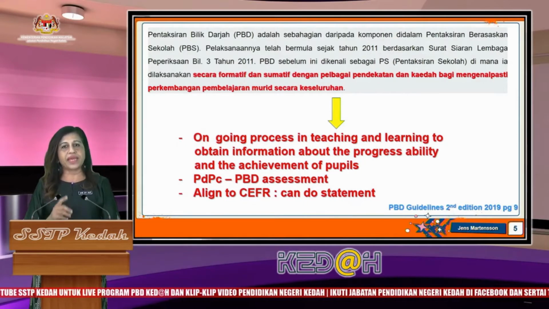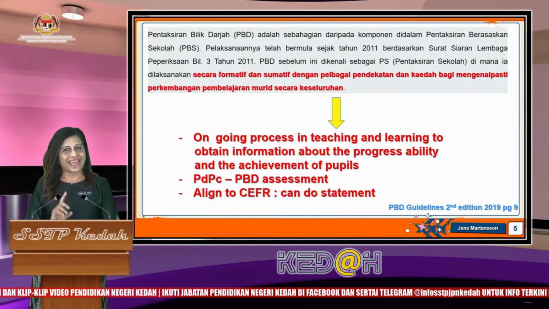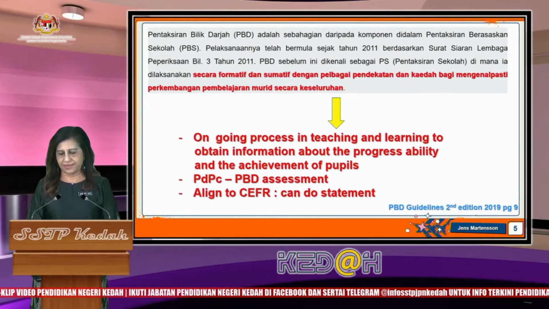And you can carry out PBD assessment during your PdPc. Teachers, PBD is also aligned to CEFR, which is the can-do statement.